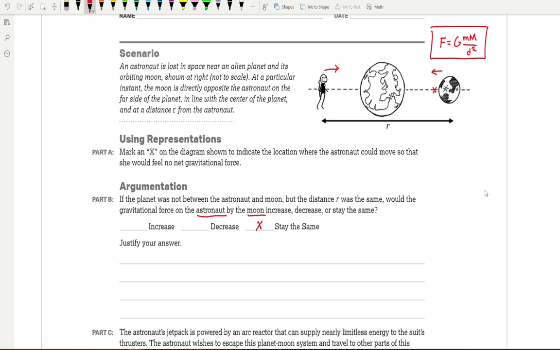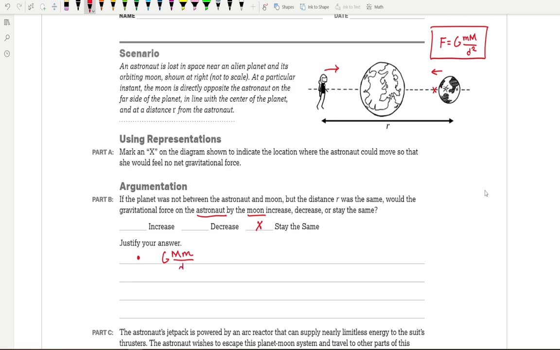That force in and of itself doesn't increase or decrease depending on where the location of a third or fourth or fifth or sixth mass is. Notice that in this system case, they're only really asking about the astronaut and they're only asking about the moon. So that's where we get to stay the same. And in the justification of your answer, pay attention to that Newton's third law pair for universal gravitation.